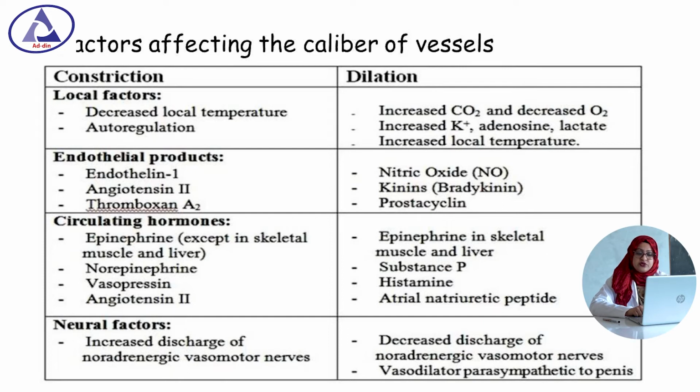noradrenergic vasomotor nerves. Some vasodilator agents include increase in the carbon dioxide concentration, decrease in the oxygen concentration, increased potassium ion, adenosine, lactate and increase in the local temperature. Some endothelial products include nitric oxide, kinins and prostacyclin. Circulating hormones include epinephrine in the skeletal muscle and liver, substance P, histamine and atrial natriuretic peptide. Neural factors include decreased discharge of noradrenergic vasomotor nerves and vasodilator parasympathetic nerves to the penis.